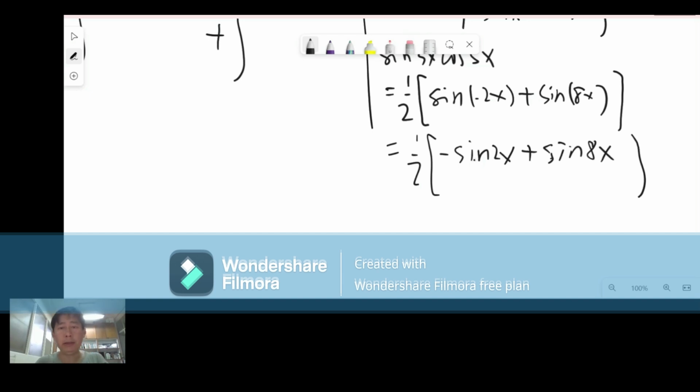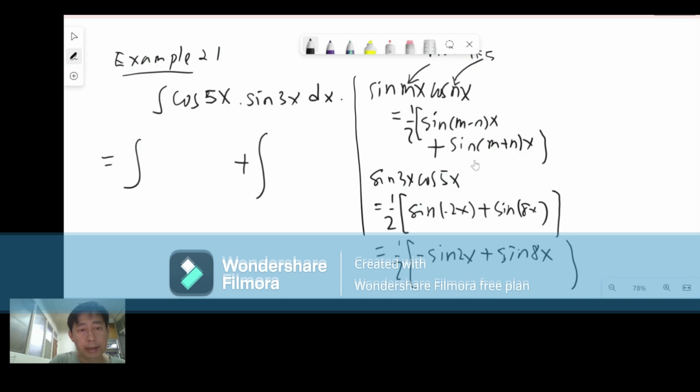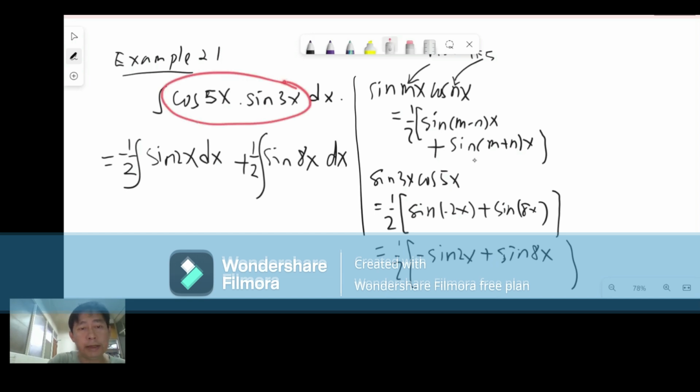So that would be the identity of sine 3x cos 5x. I can then write down the integration to be the sum of minus 1/2 sine 2x dx plus half of sine 8x dx. You can now see that the integration for the product of two trigonometric functions has now been split into two integrations which involve a single trigonometric function only. The integration of a single trigonometric function is of course easy.